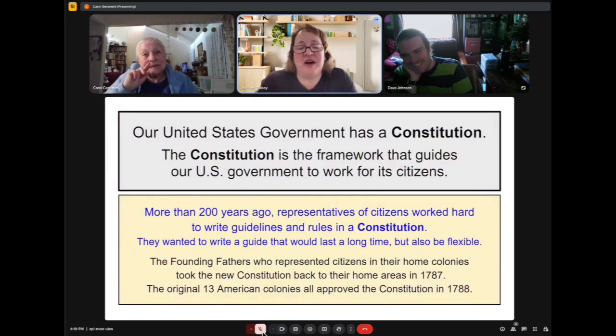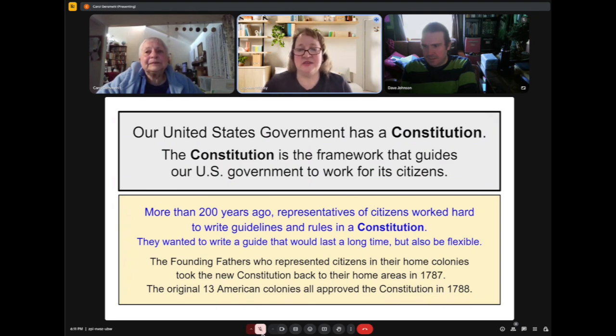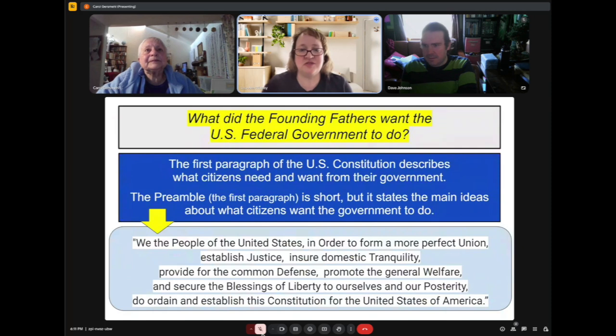So we talk about how the government is set up. We have our government. We have a constitution, which is the framework that guides the U.S. government in working with its citizens. And 200 years ago, representatives worked hard to write the guidelines. The founding fathers who represented the citizens at the time took the new constitution back to their home areas. And by 1788, it was ratified. So we have a constitution that's the framework.